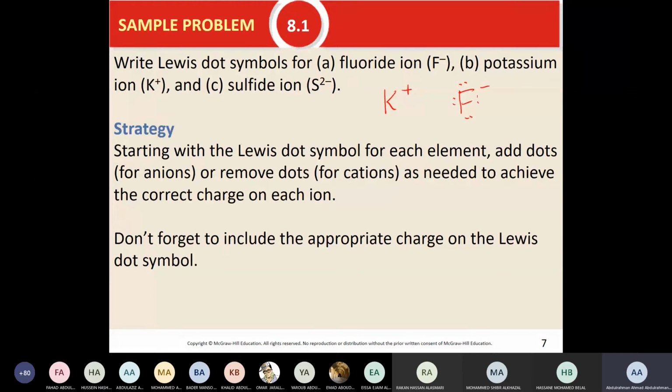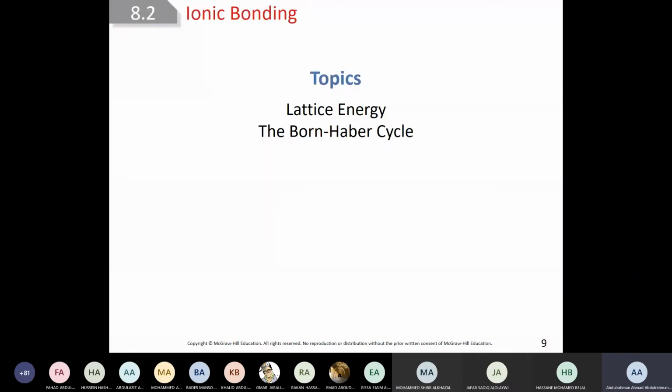To each side. How about S 2 minus? To each side. 7? 8, not 7. Who said 7? Look at your periodic table one more time. What's the valence of sulfur? 6. And you have 2 extra. This means total what? 8. So yes, the Lewis symbol is like this. Very clear. Any questions so far?